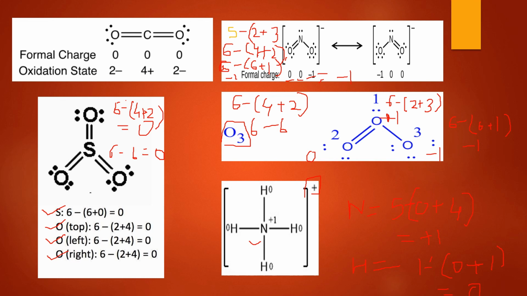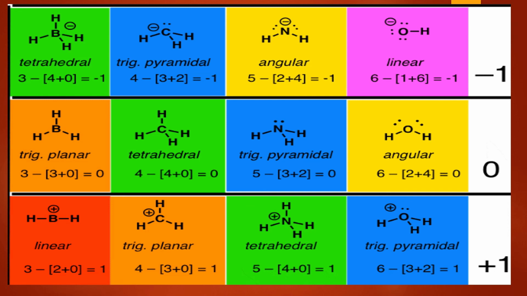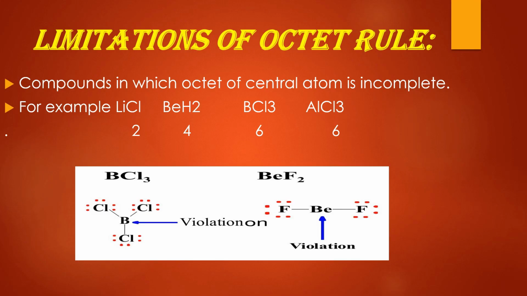Always remember one thing, formal charge is calculated for each atom of the molecule individually. Now this is again the example, so you can calculate the formal charge on the central atom in the similar manner which I explained to you earlier. Now the next is limitations of octet rule.